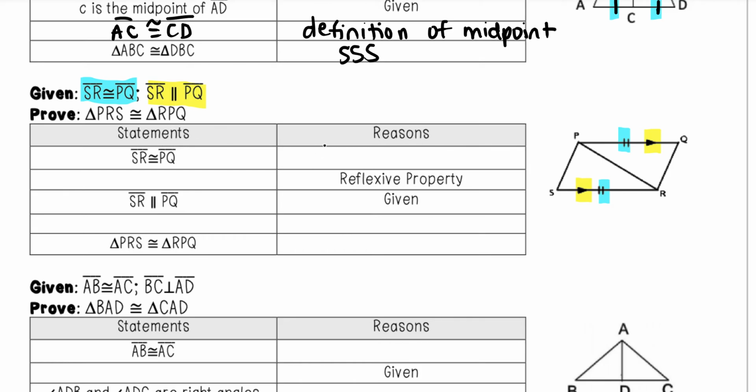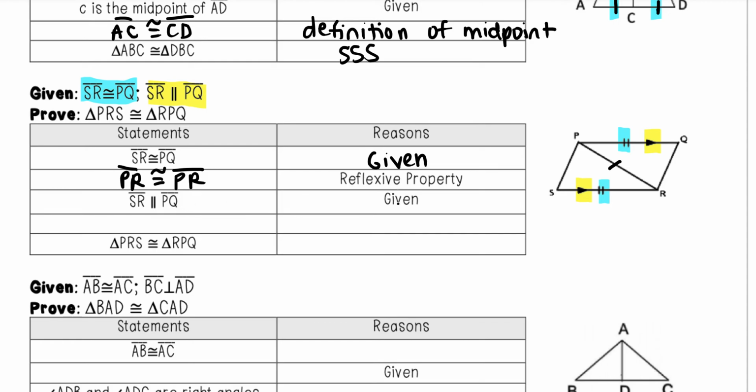So the first statement, that SR and PQ are congruent, was given. We're looking next at our second statement. It's blank, but the reason is reflexive property, so we're looking for a shared side in our diagram. Well, we can see that this middle side of this triangle, PR, would have to be a reflexive statement because it's being shared by both triangles. So PR is congruent to PR. Then we were given that SR is parallel to PQ.